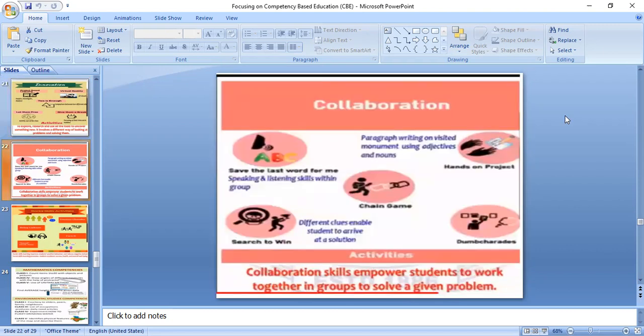Next is collaboration. What is collaboration? Collaboration skills empower students to work together in groups to solve a given problem. So paragraph writing on visited monuments using adjectives and nouns can be used. Speaking and listening skills within the group. Different clues enable students to arrive at a solution.